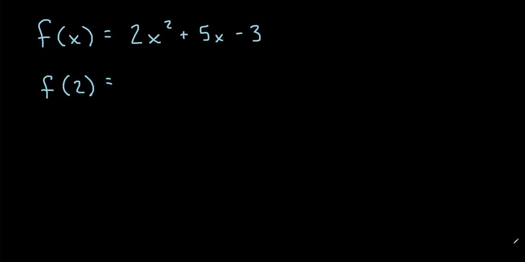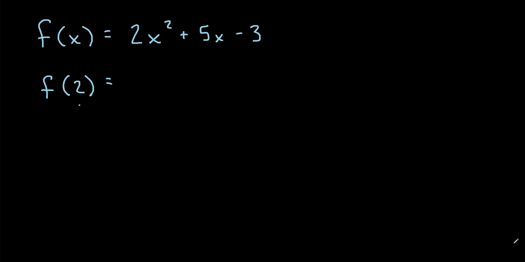In this video, we will talk about how to use synthetic substitution. So let's say we have the following polynomial. f of x is equal to 2x squared plus 5x minus 3. And let's say we want to find f of 2. Or in other words, if we plug in a 2 for x, what do we get?